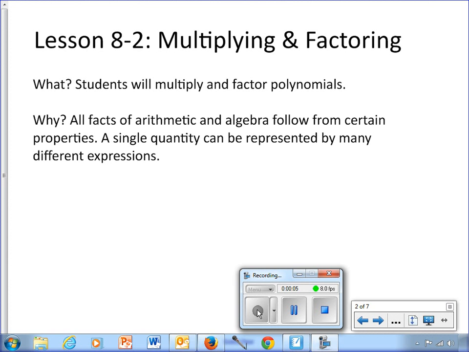This is Algebra Lesson, Chapter 8, Lesson 2, entitled Multiplying and Factoring. Our objective is that you will multiply and factor polynomials, and this is an important chapter because all the facts in arithmetic and algebra follow from certain properties. And a single quantity can be represented by many different expressions. All right, so here we go.